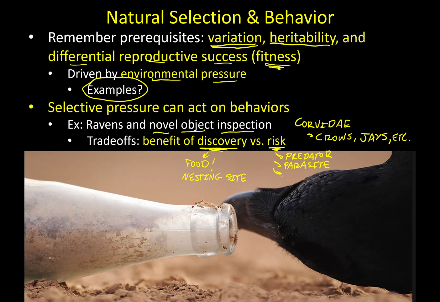Or it could just be dangerous. What if that bottle that this raven is looking inside of is filled with needles or broken glass? Those are things that can easily harm this bird, so it's taking a chance by inspecting this bottle. This is the trade-off that inquisitive species face. The benefit of discovery can be huge, especially if you're competing for food or resources with a lot of other strong competitors. But every time you inspect something new, there's inherent risk involved as well.